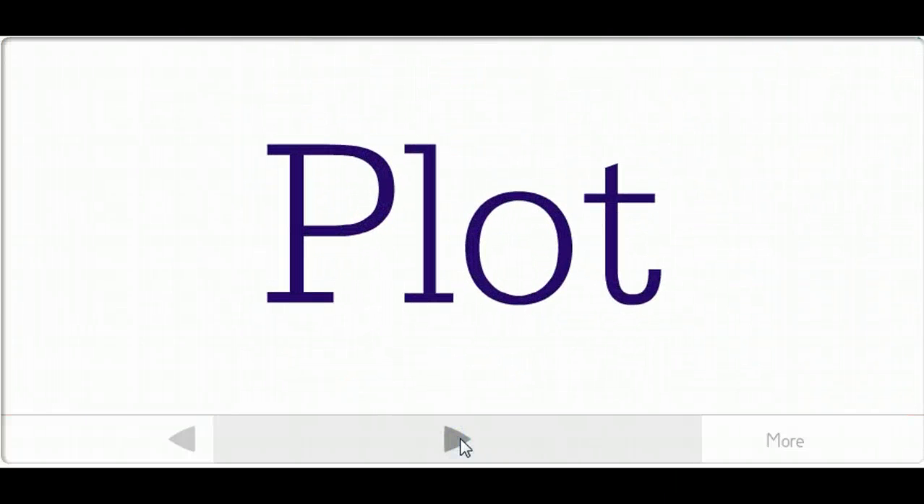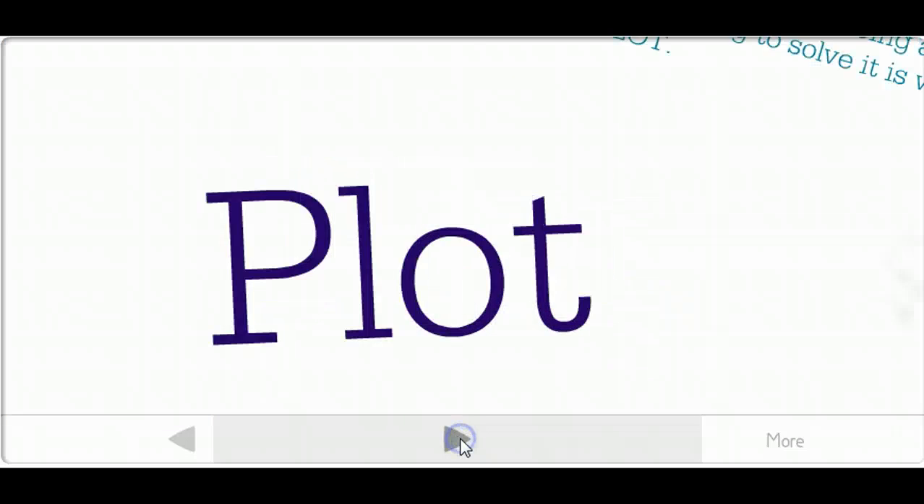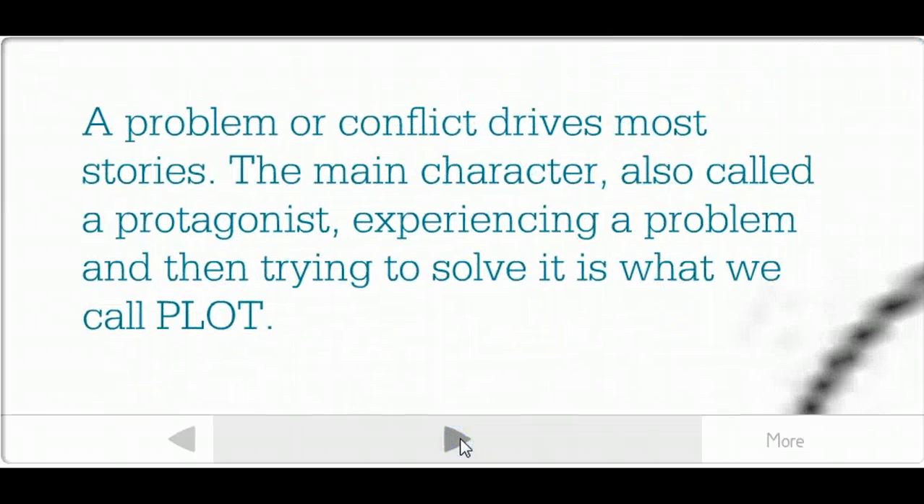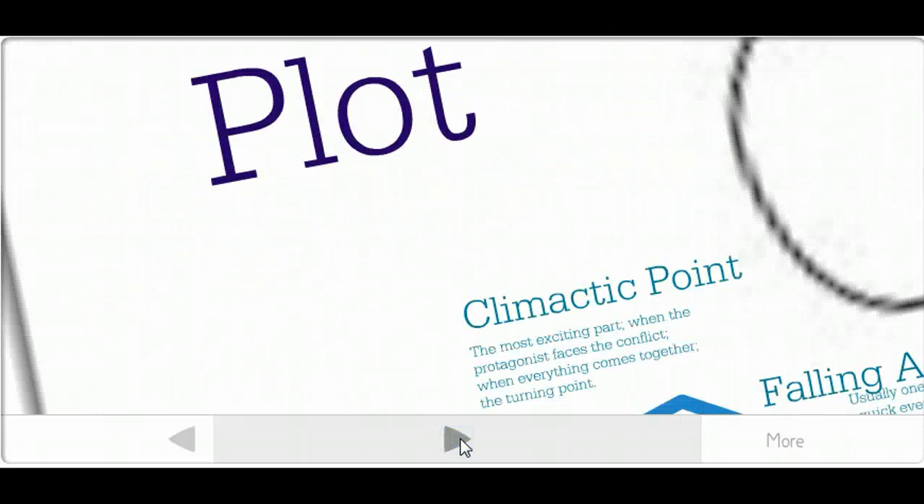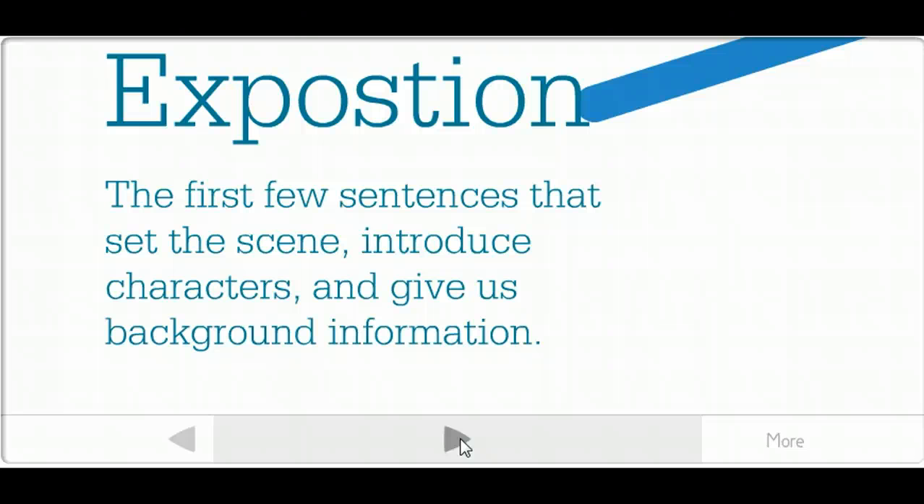The next literary element is plot. A problem or conflict drives most stories. The main character, also called a protagonist, experiencing a problem and then trying to solve it, is what we call the plot. In the plot, there are different points, and in our next lesson, discussing the plot diagram, some people use metaphors such as a plot is like a roller coaster or a plot is like a mountain.